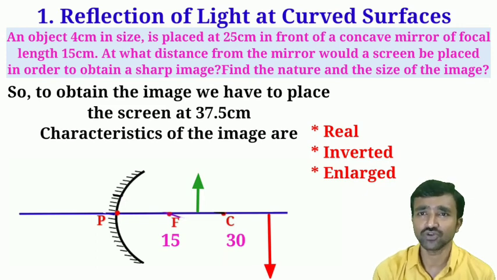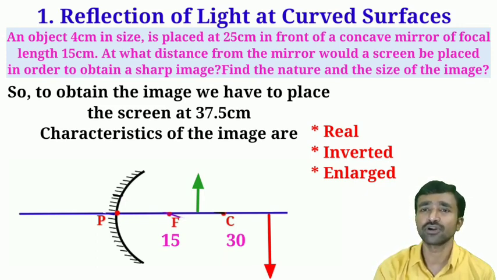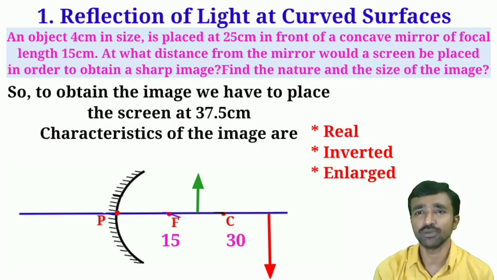According to the image distance, you observe that it is in front of the mirror. So in front of the mirror, that is on the screen, it is a real image. So the characteristics are real, inverted, and enlarged image.